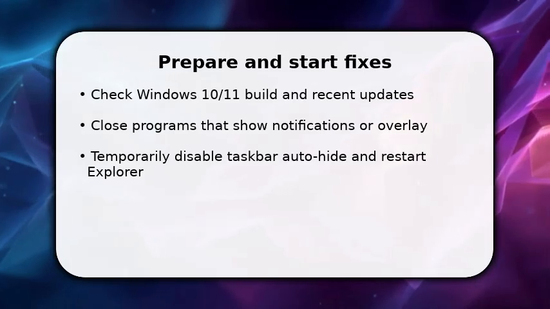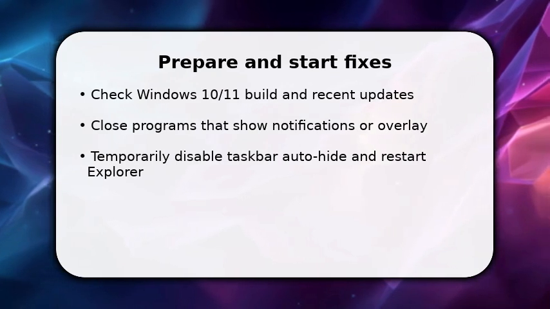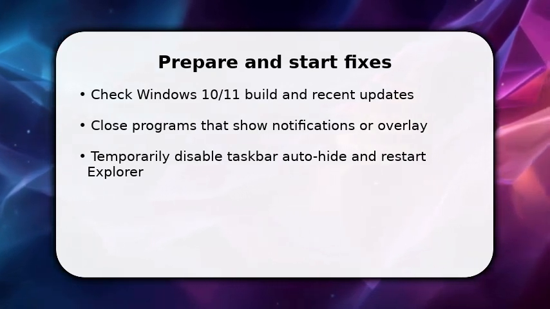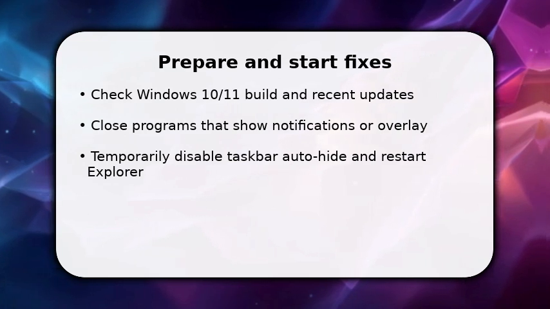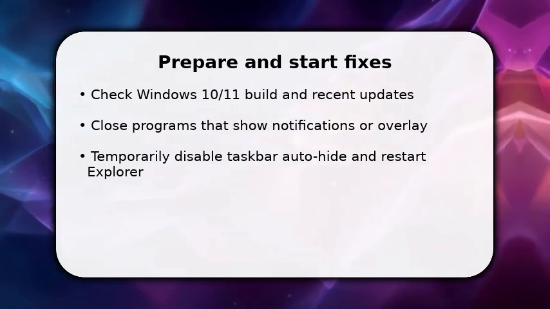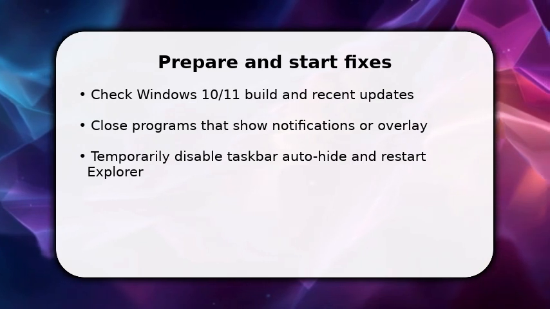You begin by verifying your Windows build and any recent updates because shell behavior changes by version. Once done, close apps that create overlays or notification pop-ups. These often pull the taskbar forward.